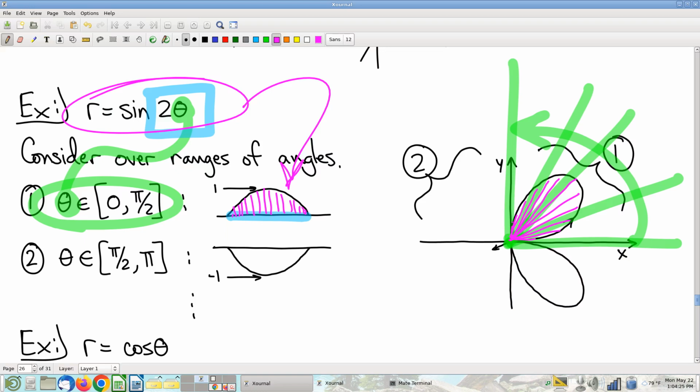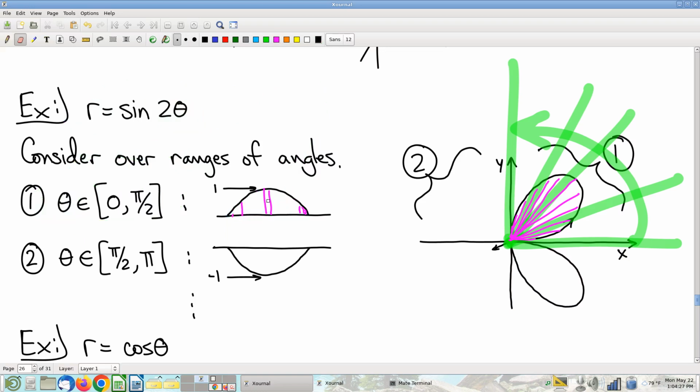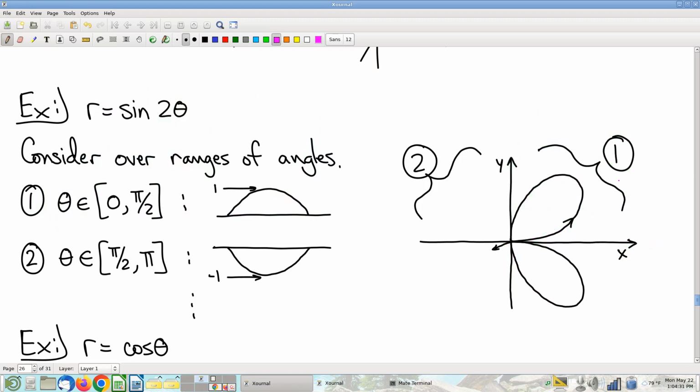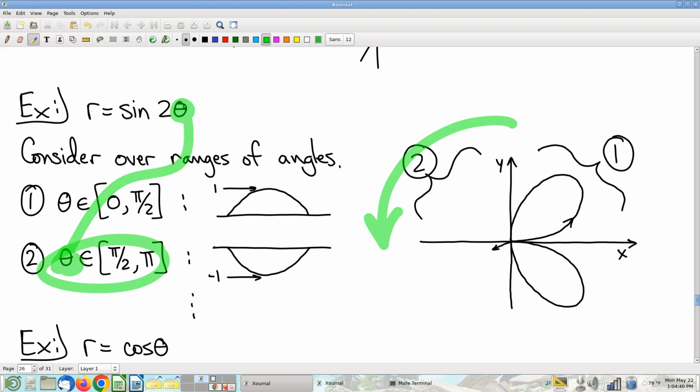Okay. All right, and then etc. You can play the same game for... Let's clean up the mess. Let's think about real quick as theta goes from pi over 2 to pi. Keep in mind that means that 2 theta goes from pi to 2 pi, over which values sine starts at 0, goes down to -1, and then back up to 0.